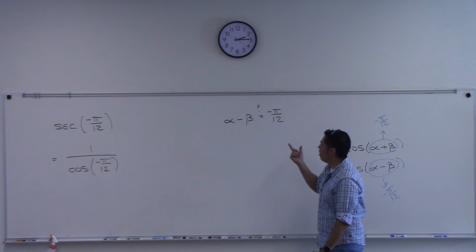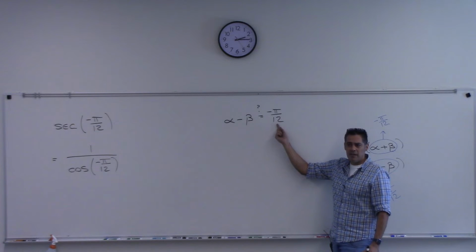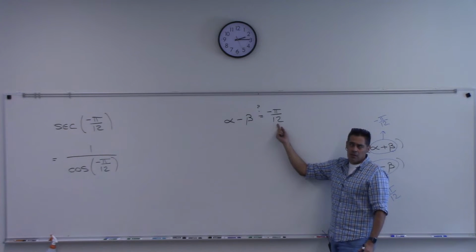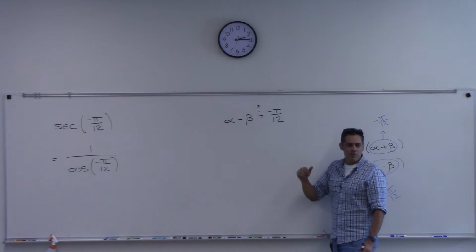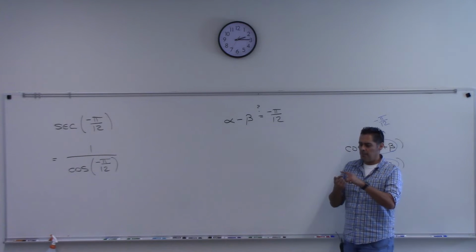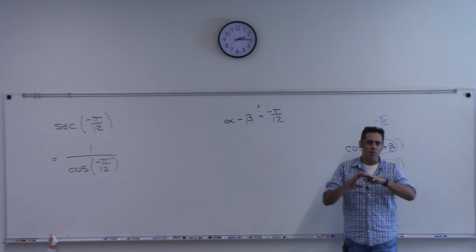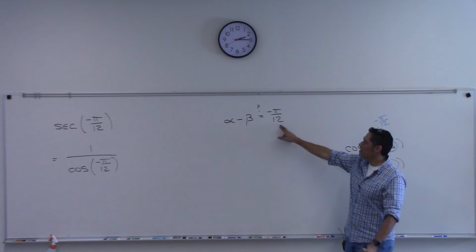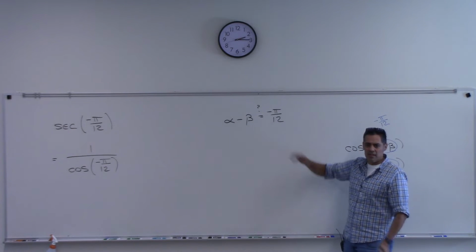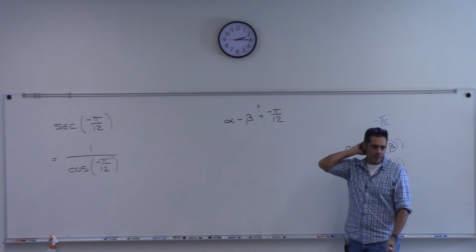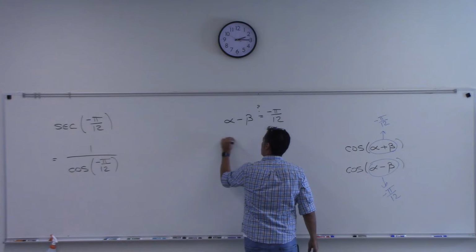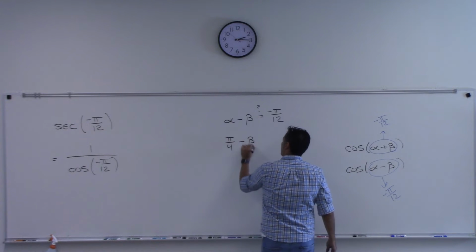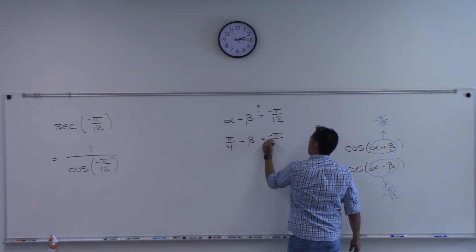The only thing that tips us off is the fact that this denominator has a 12 in it, and the factors of 12 are 2, 3, 6, 4. So there's a bunch of different numbers, which is why pi over 3, pi over 6, pi over 4 are all our common angles. There's a reason this is a 12 and not a 13. If they put 13 here, we're done. We can't do the problem. So we're going to guess pi over 4 minus some angle beta is equal to negative pi over 12.